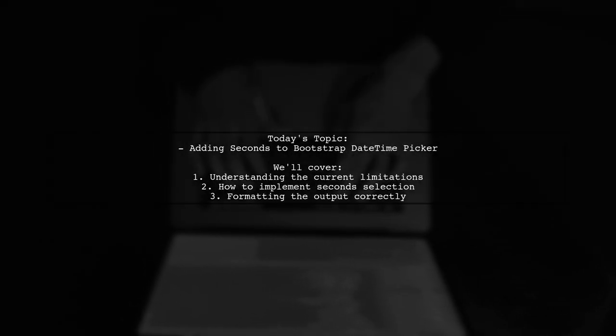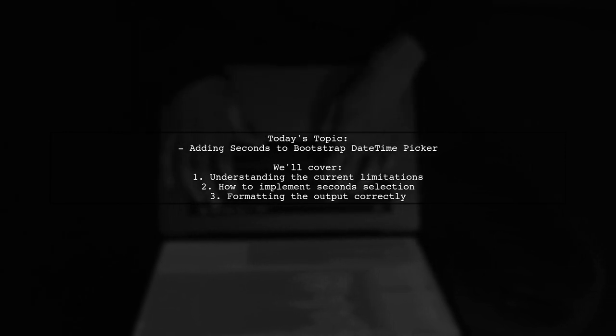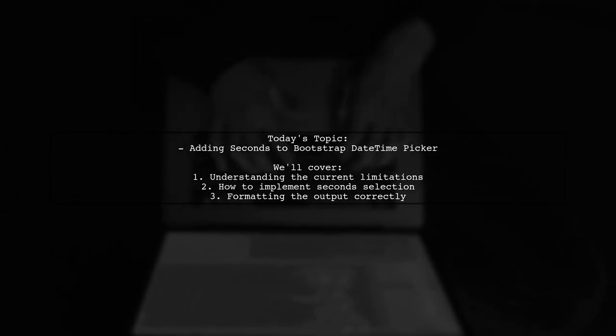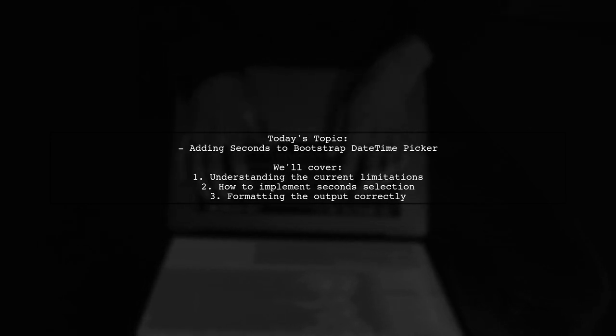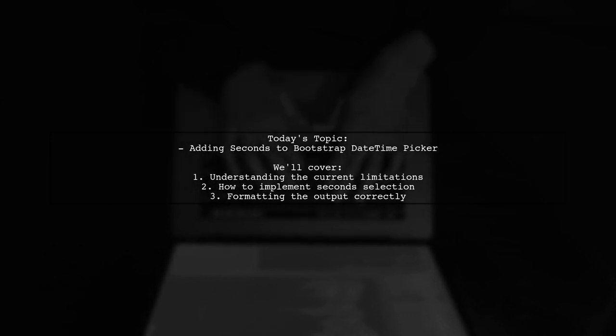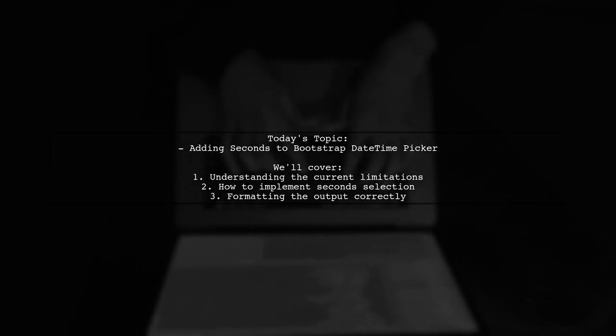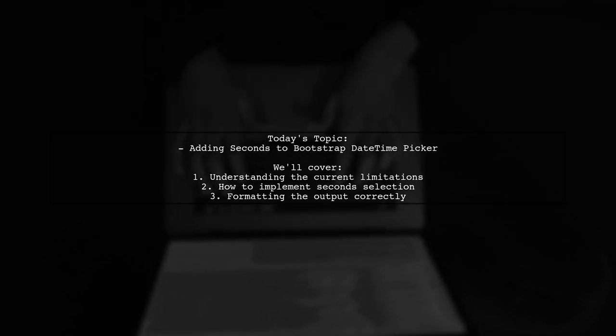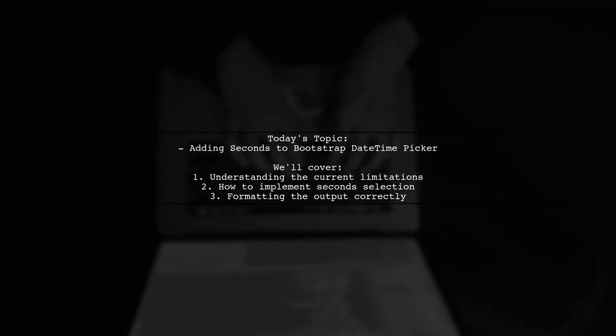Today, we're tackling a question that many developers encounter when working with the Bootstrap Date Time Picker. Our viewer wants to know how to add seconds to the Date Time Picker, which currently only displays hours and minutes. Let's dive into the details and find out how to enhance this useful tool.